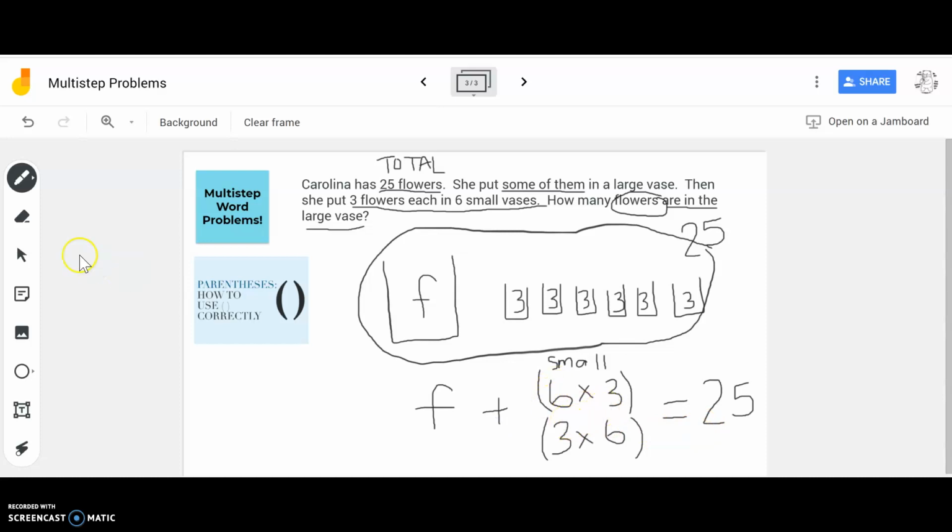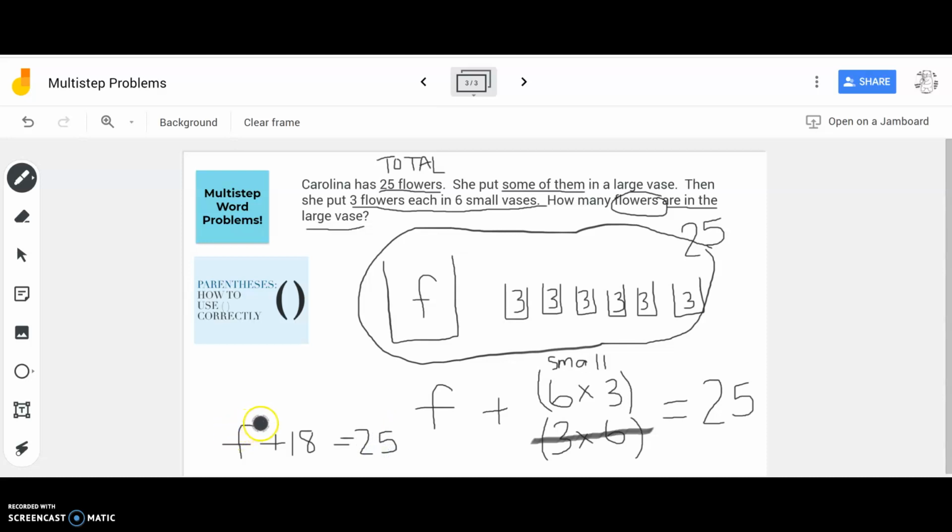To help me, I'm just going to pick one of these. I know that one works. I'm just going to pay attention to my 6 times 3 one on the top. So I continue to work. F plus, well, parentheses first. 6 times 3 is 18. So I have F plus 18 equals 25.